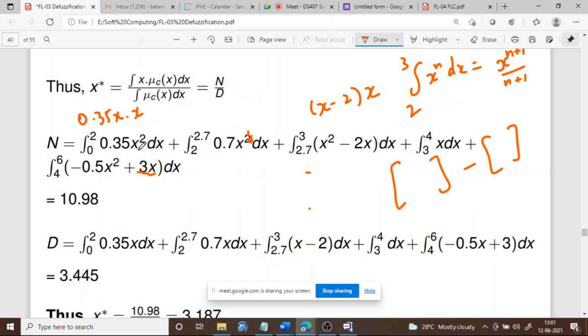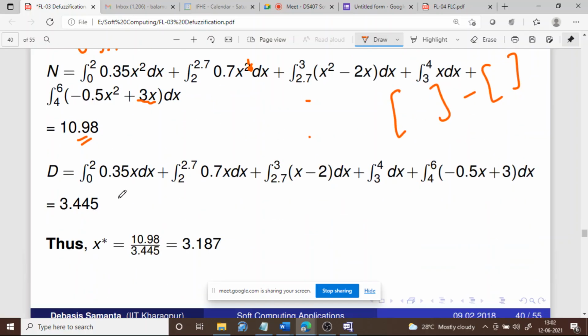Like that it is being done here. Everywhere we use the formula x to the power n plus 1 divided by n plus 1. Apply the integration and this is the result you will get for the numerator part. Similarly, for the denominator part we don't have that another x. We have only the integration of x dx, that's it. If you work this out, here you will get 3.445.